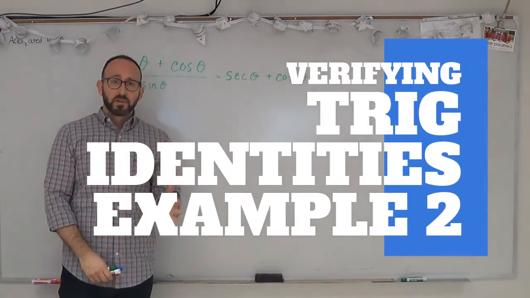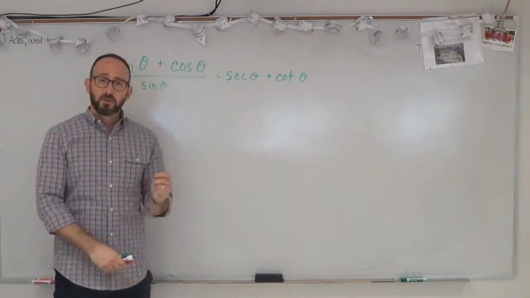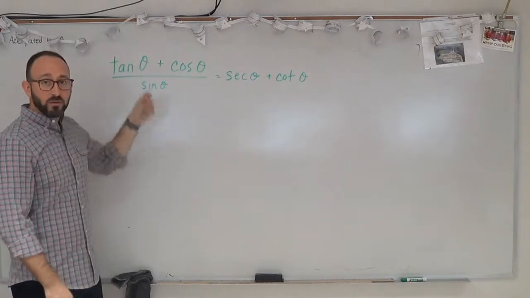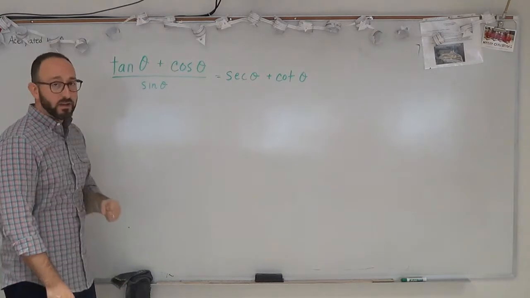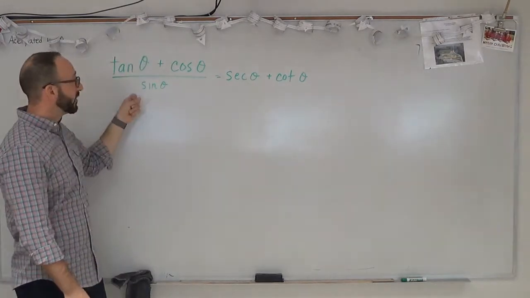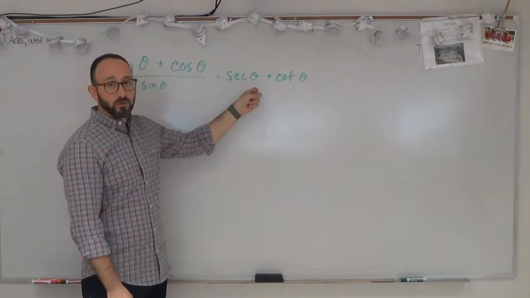Okay, so we are back with example number 2 for verifying trigonometric identities. Here we have (tan theta + cosine theta) / sine theta equals secant theta plus cotan theta. So again, we're trying to show that the left-hand side is equal to the right-hand side.